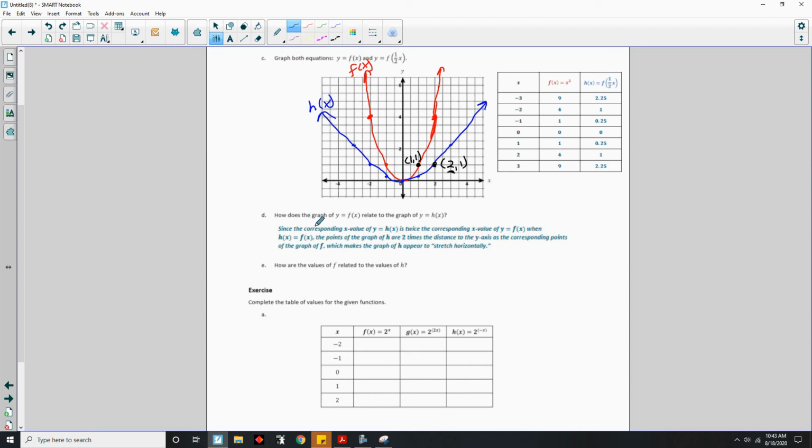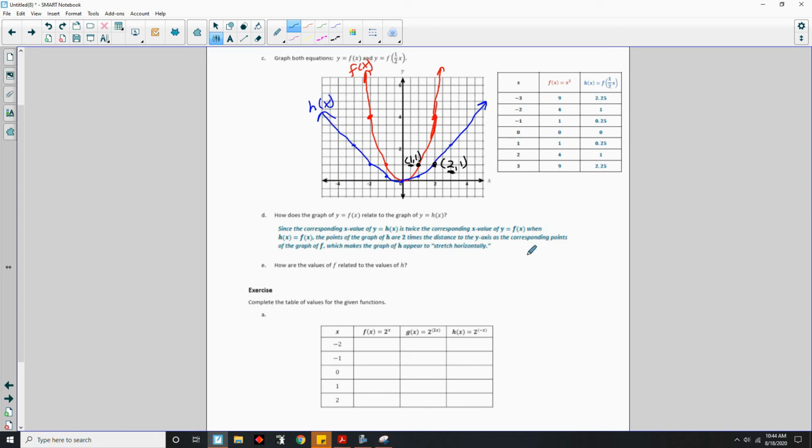So now let's go back and say, since the corresponding x value of y equals h of x, this x value here is twice the x value of y equals f of x, when h of x equals f of x, in other words, when they're both equal to 1, when y is 1. The x value in f of x is 1/2 of the x value of h of x, or h of x is 2 times the distance to the y-axis. So how far is it from here to here? 1. How far is it from here over to here? 2. So h of x is twice as far away from the y-axis as f of x. So it appears to stretch horizontally.